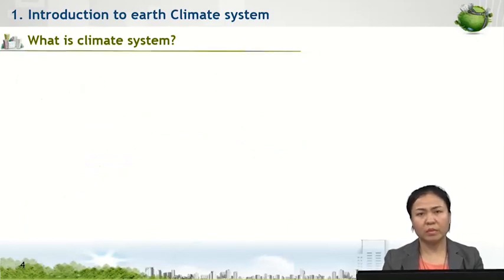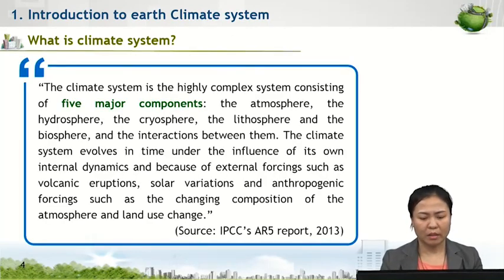So, before we begin to dig deeper into the topic, I would like you to think a little bit. What does the word climate system mean to you? Well, as defined by the Intergovernmental Panel on Climate Change, the climate system is a highly complex system consisting of 5 major components, including the atmosphere, the hydrosphere, the cryosphere, the lithosphere, and the biosphere, as well as the interaction among those components.